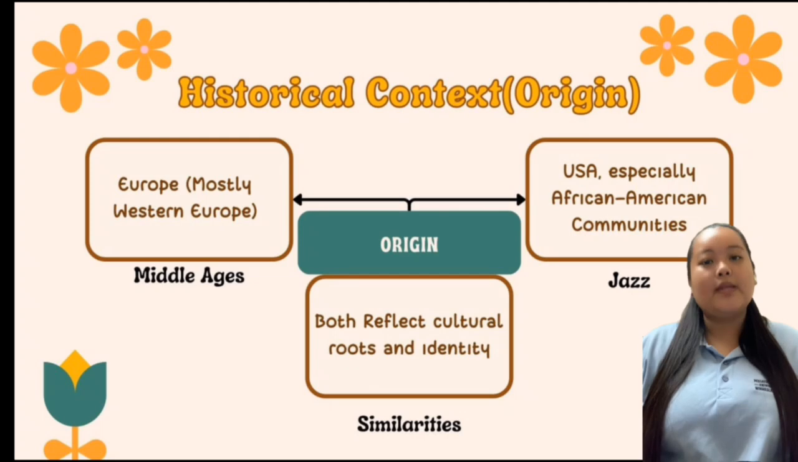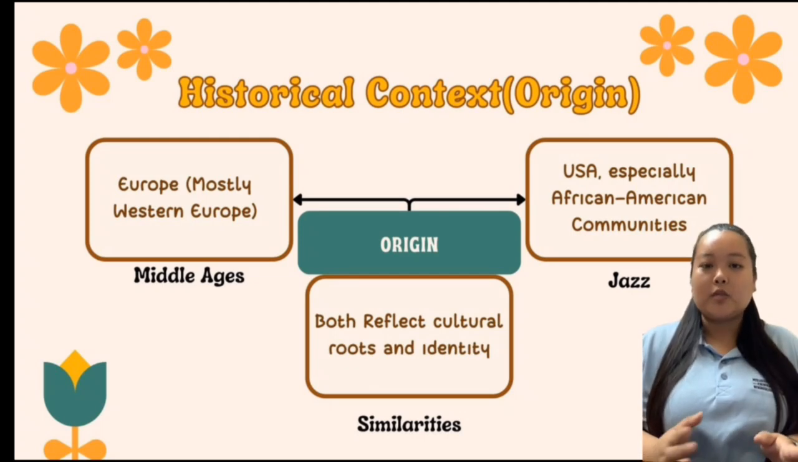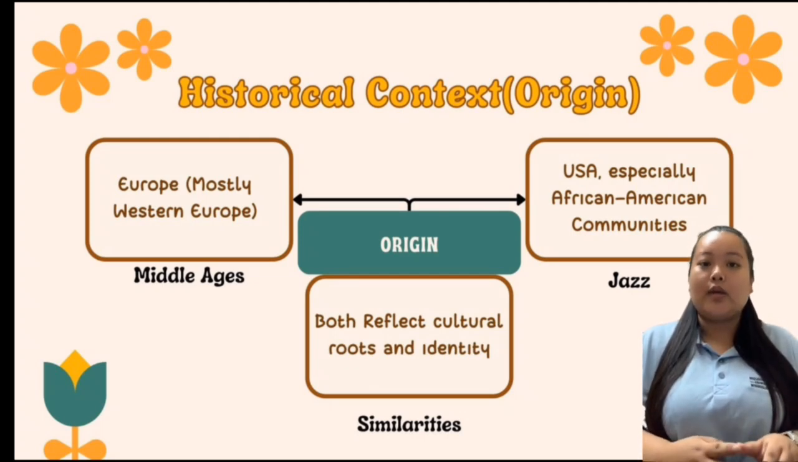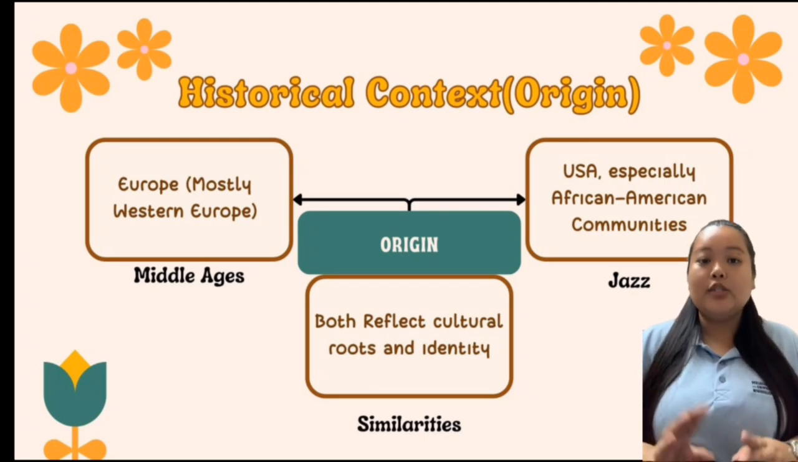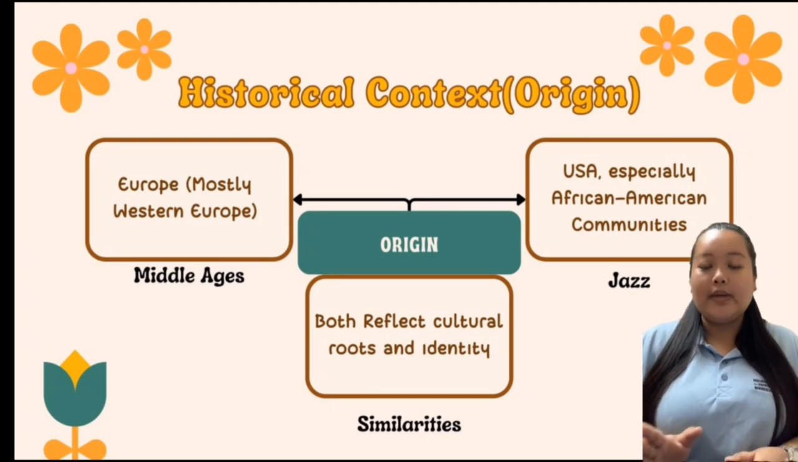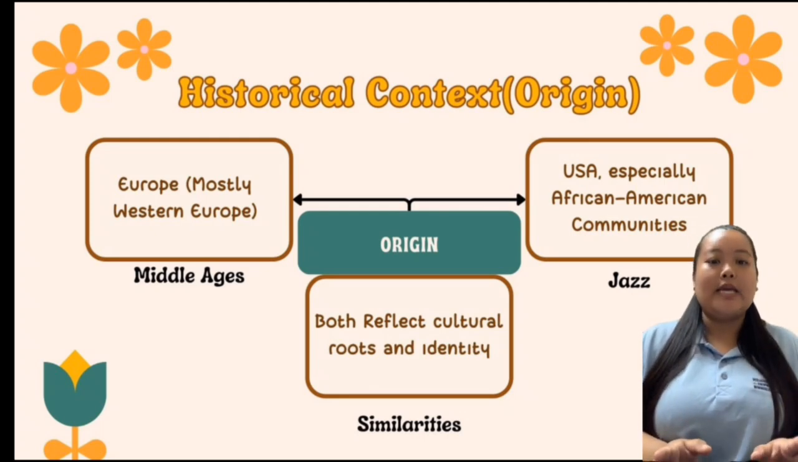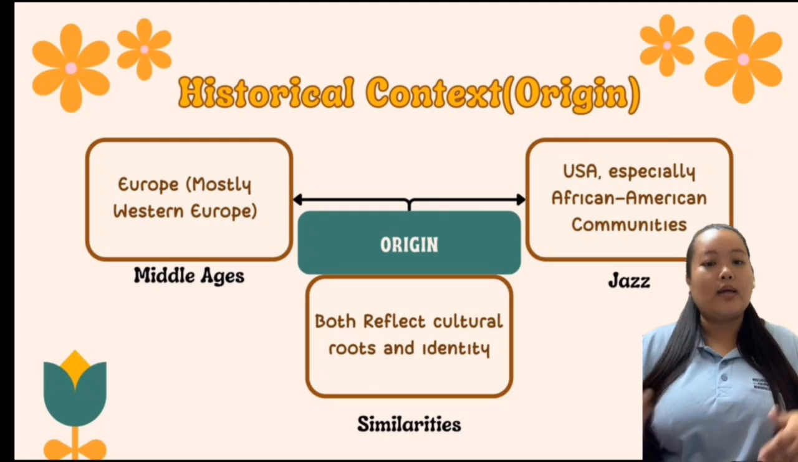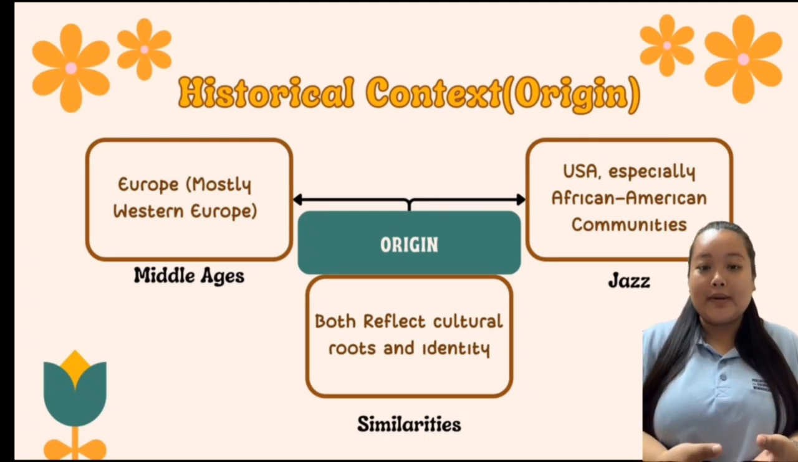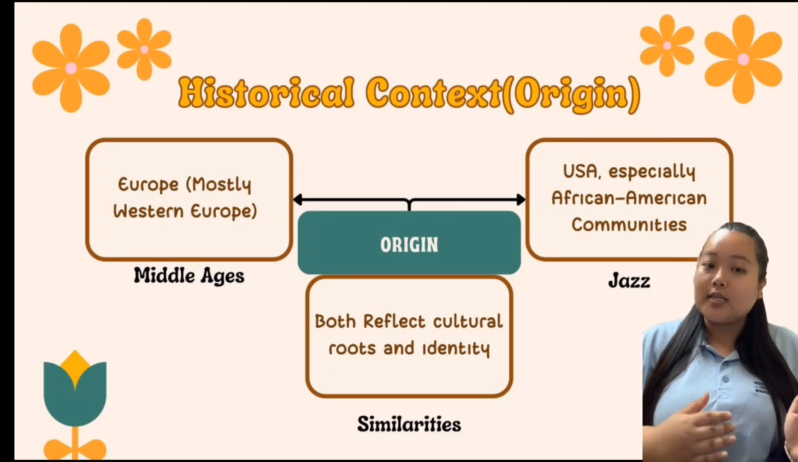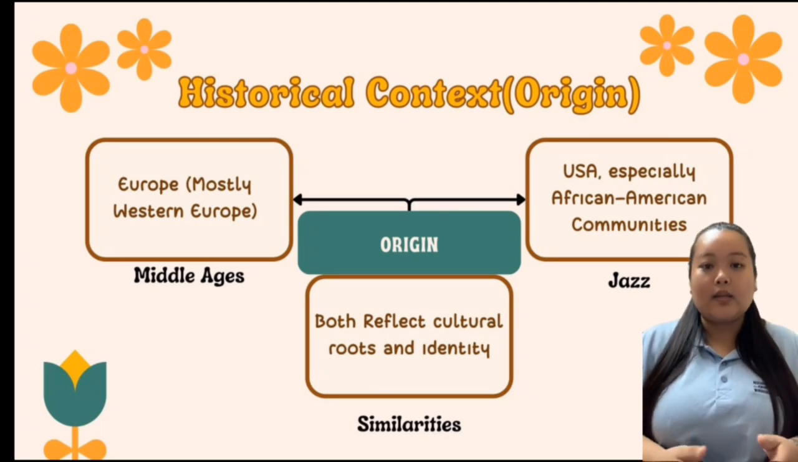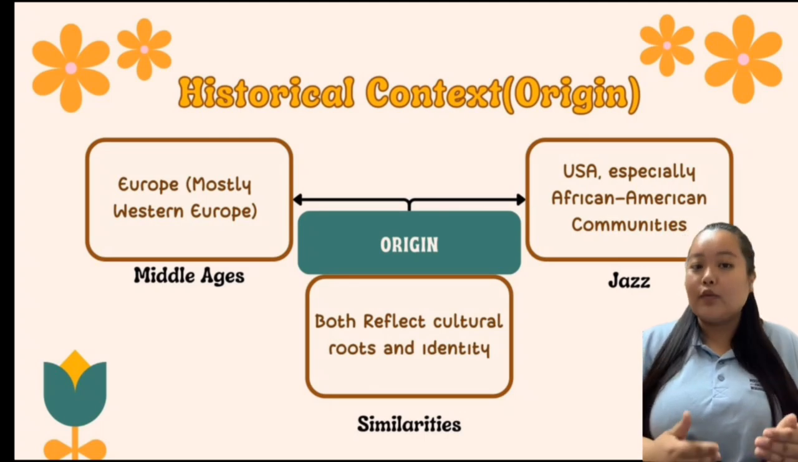Next is origin. Middle Ages music originated in Europe, especially in church and royal court, with the influence of Roman and early Christian traditions. Jazz originated in the United States, particularly in New Orleans, influenced by African American musical traditions, blues, ragtime, and gospel. So the difference is that Middle Ages music has European religious roots, while jazz has African American and multicultural roots in the United States. The similarity is that both started locally but later spread globally and were influenced by many cultures.